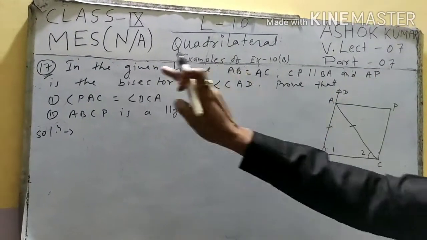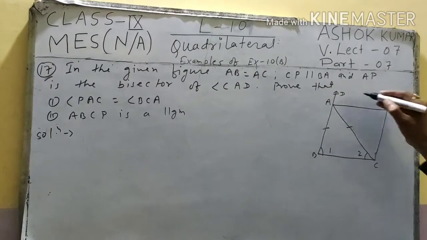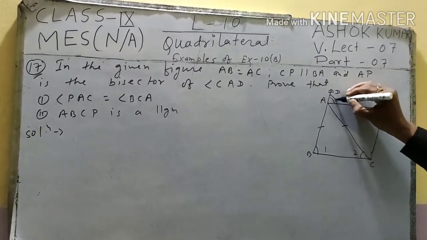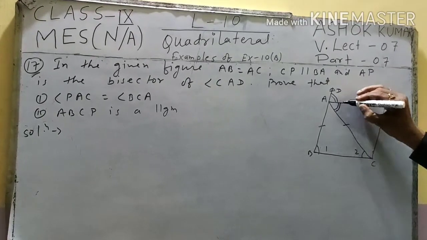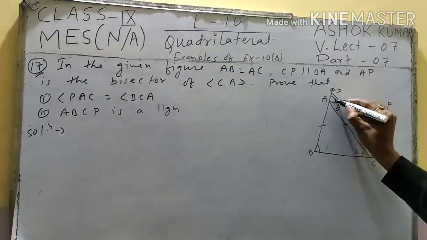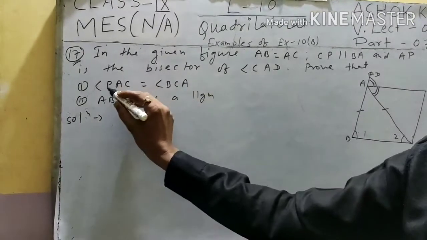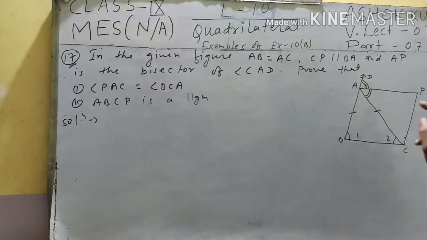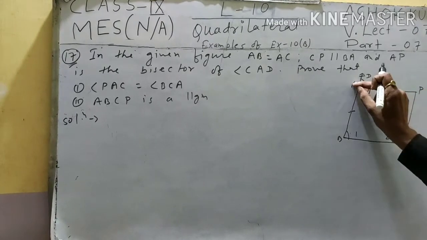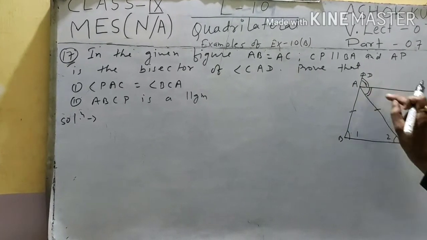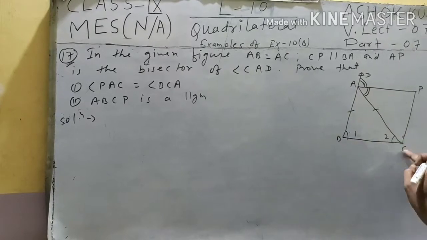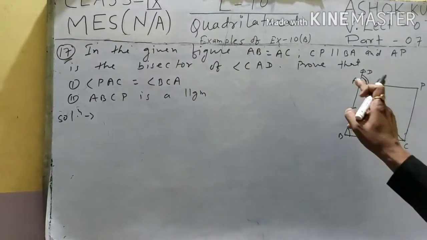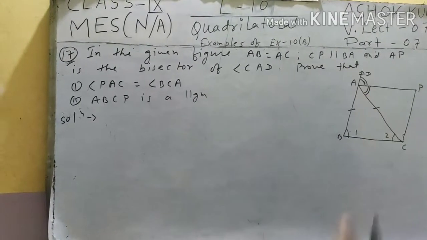And AP is the bisector of this angle. So here student, this angle is equal to this angle because AP is the bisector of this angle. First one to prove: angle PAC is equal to angle BCA. Second one to prove: ABCP is a parallelogram.